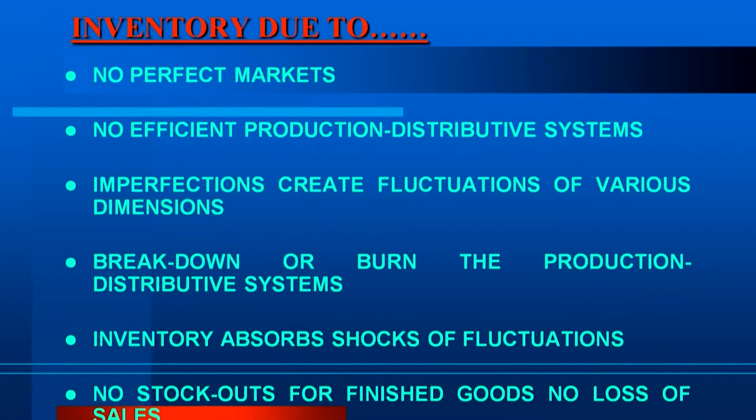We have put here some reasons. The first is no perfect markets, because it is not very easy to find out the demand and supply scenario in the market. Now, when there is a sudden increase in the income of the people, they start demanding even those services and goods which were not demanded much in the past. So, we should be able to find out whether there is any possibility that the income of the people is going to increase because of any reason.